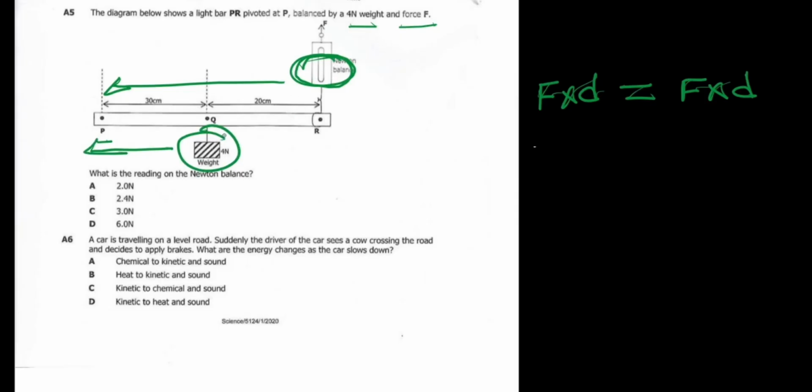So for the first one, notice that this force here, or weight, which is 4 newtons, in relation to its pivot, from this point to the pivot, you have the distance of 30 meters.